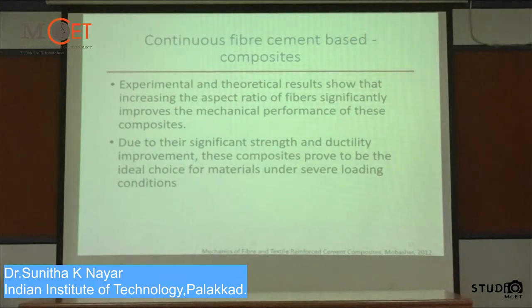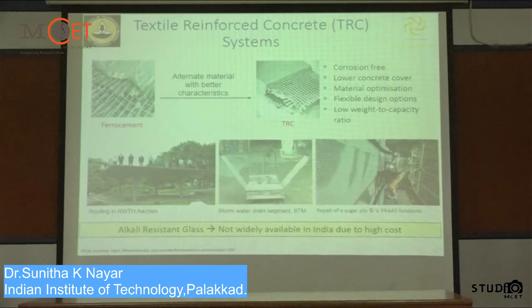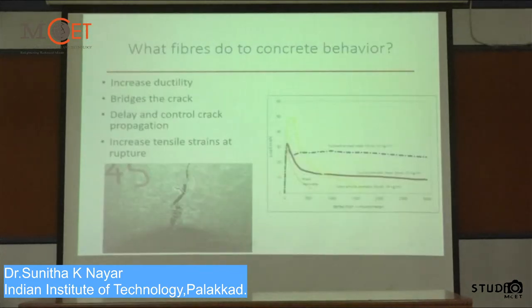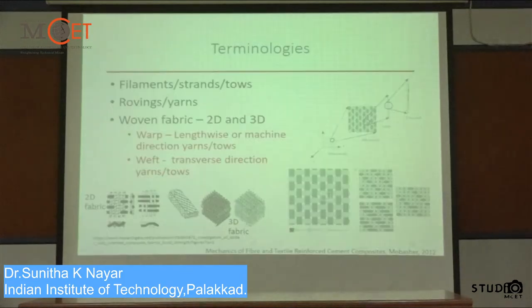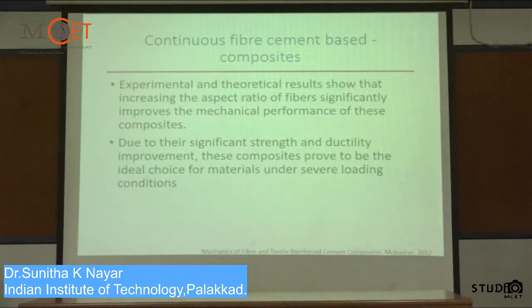We wanted strain hardening behavior. It was understood that increasing the aspect ratio, I told you that aspect ratio is L by D, length to diameter. You have infinite length of fibers. A composite which has continuous fiber is what is called a textile reinforcement. From the discrete short fiber, we have moved to an infinitely long continuous fiber.